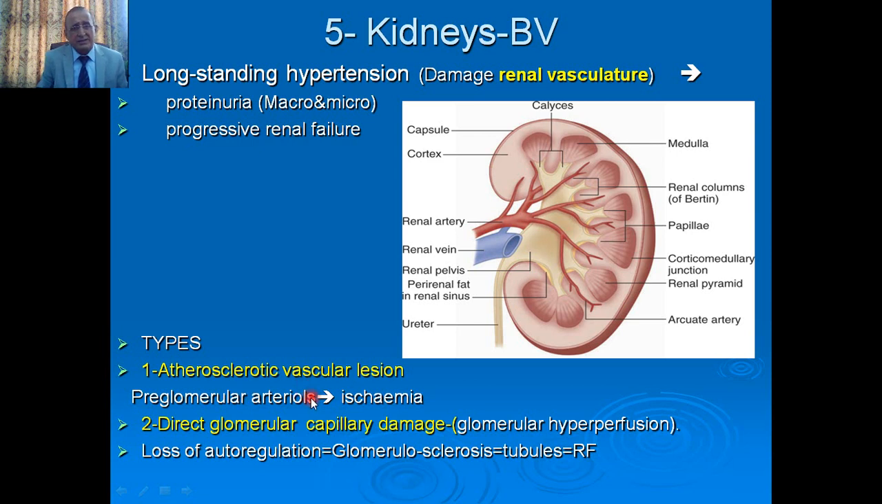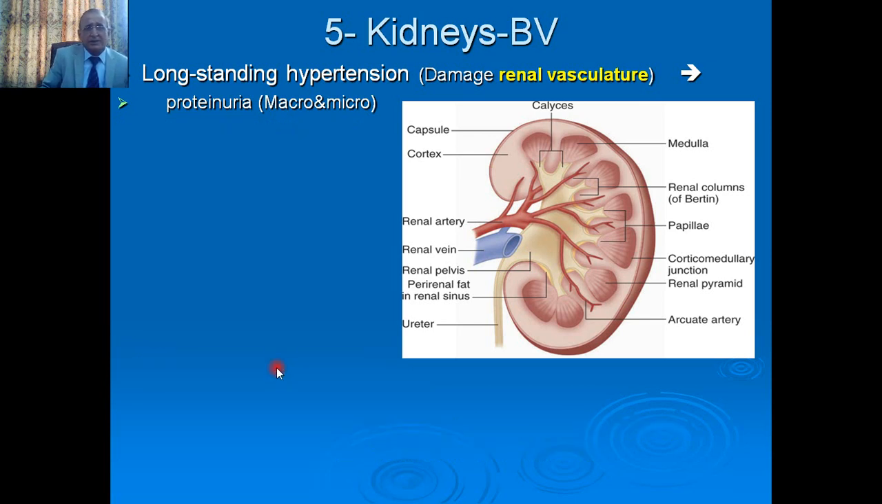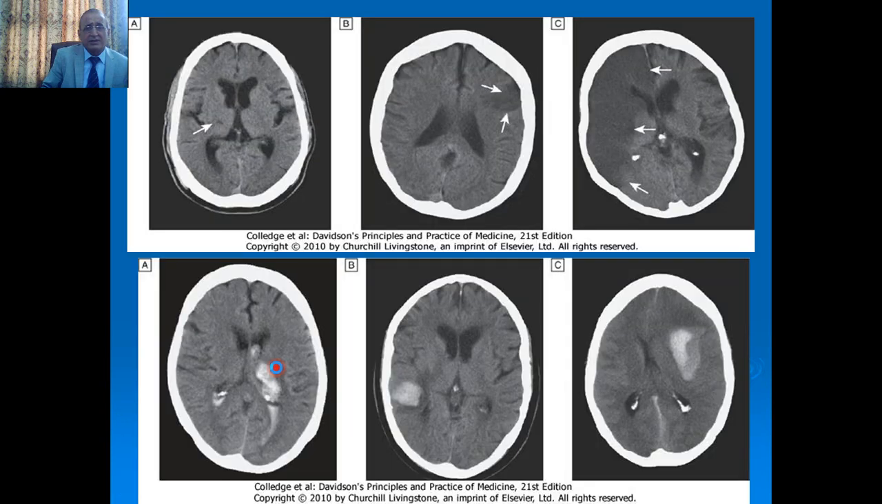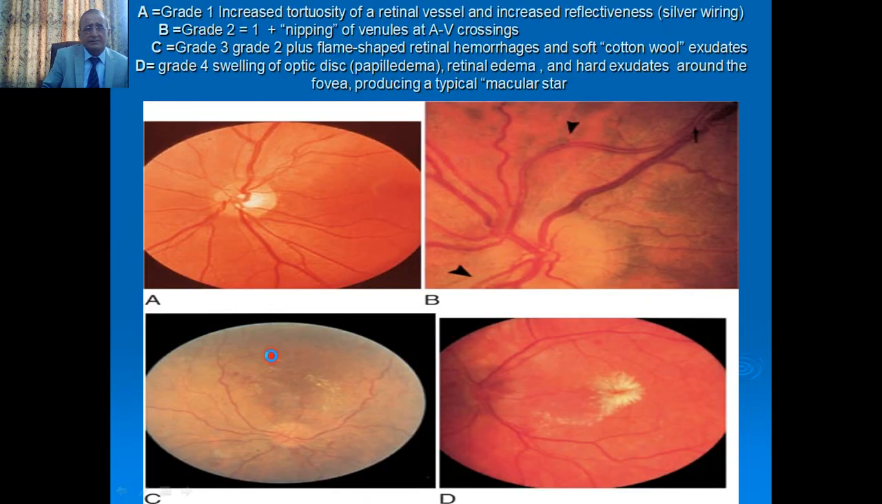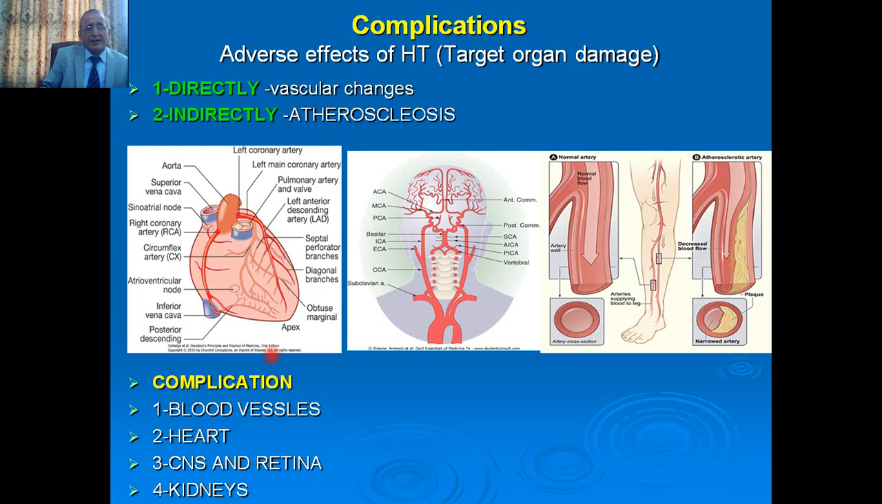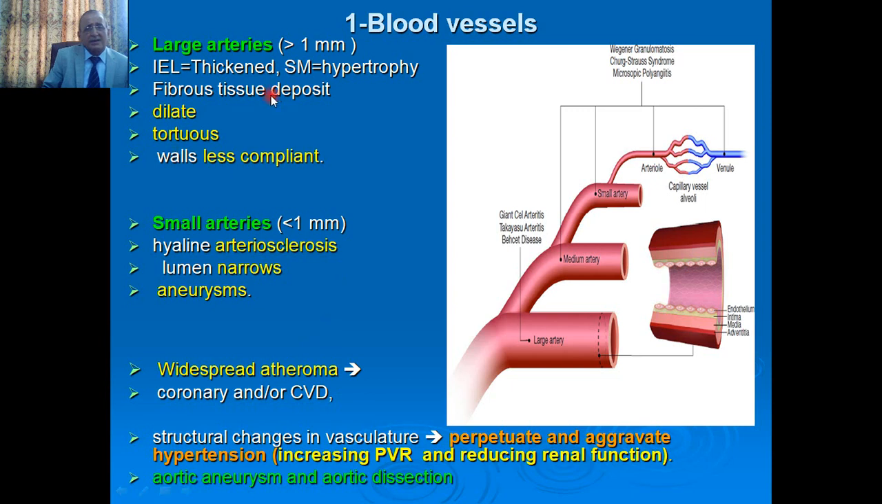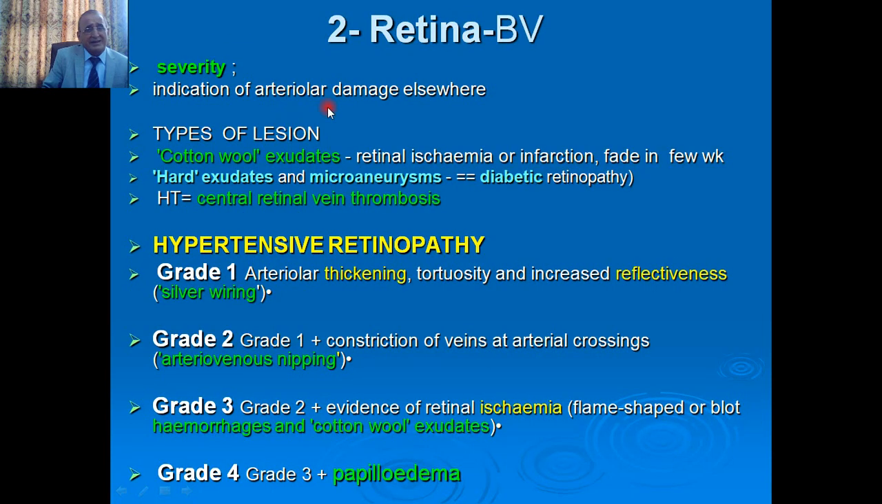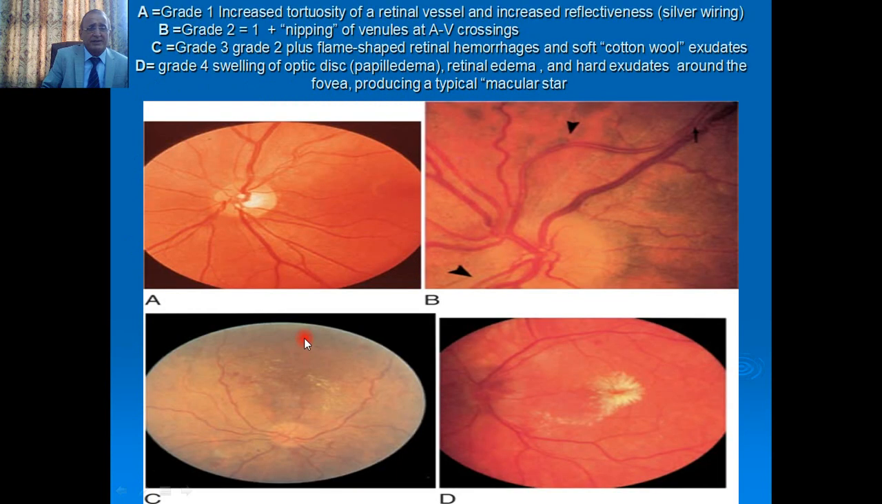I will summarize the complications and you'll take a rest now and then go to the second part of the lecture. To summarize the complications of hypertension, we are afraid of complications of hypertension which are direct and indirect. The direct vascular damage, the indirect through atherosclerosis. The large arteries will get stiff and tortuous. The small arteries will get narrower and get microaneurysm. The retina will have 4 grades of damage to the arteries. The last is papilledema, which is part of hypertensive encephalopathy.